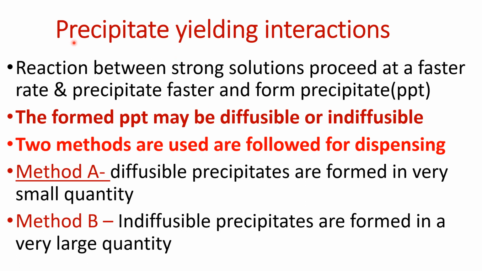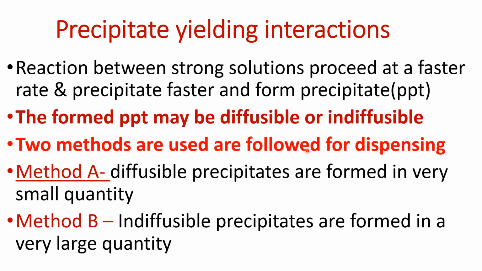Now, in this chemical interaction, especially the precipitate is going to be formed. As I said, precipitate is formed. When is the precipitate formed? When two of the reactants react at a very fast rate, the precipitate is formed. So reaction between strong solutions proceeds at a faster rate and the precipitate is formed at a faster rate. And the precipitate that is formed is of two types: diffusible precipitate and indiffusible precipitate.